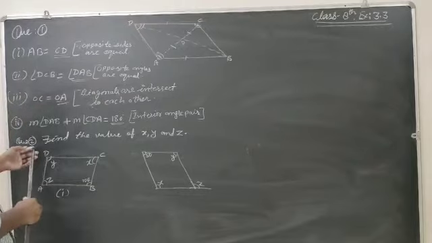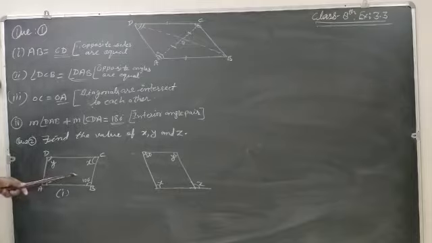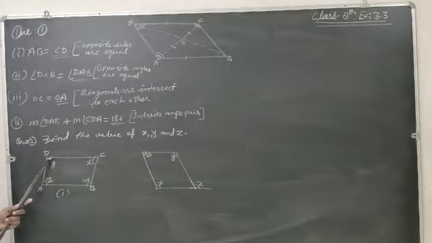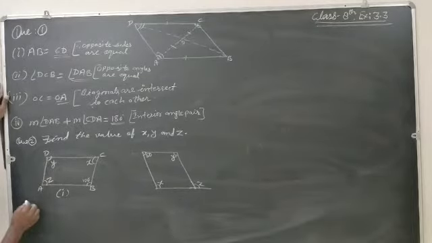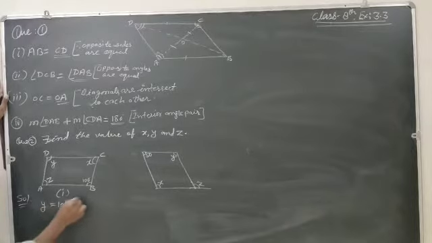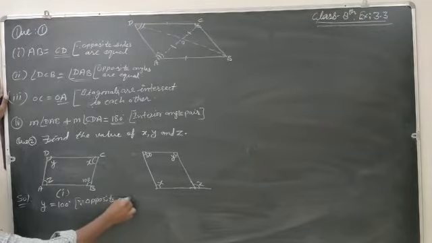Now question number second. Find the value of x, y and z in this figure. This is a parallelogram. Opposite sides are equal in a parallelogram. Opposite angles are equal in a parallelogram. Y equals 100, because opposite angles are equal.